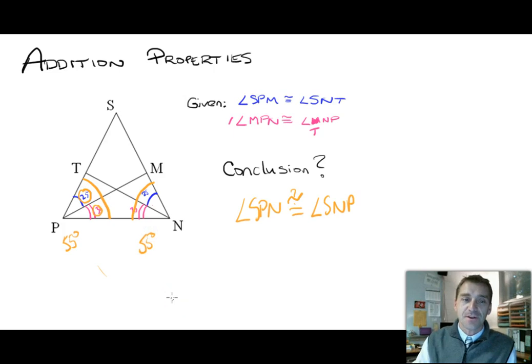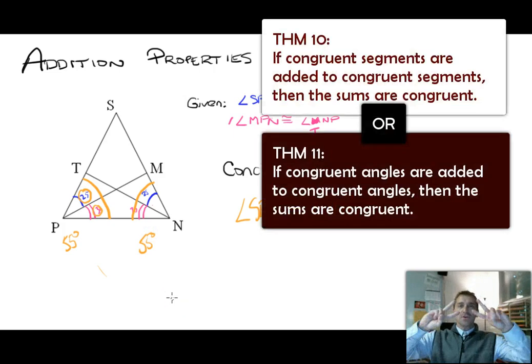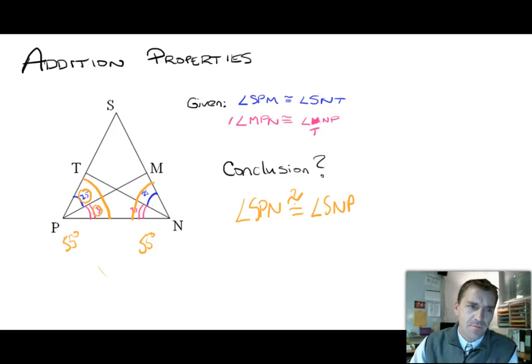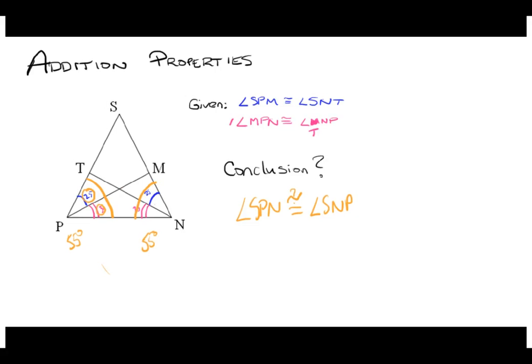So here comes your next theorem. If you take two congruent things, whether they be angles or segments, it doesn't matter, and add them to two more congruent things, then that makes bigger things congruent. So here's maybe an example that we could go with.